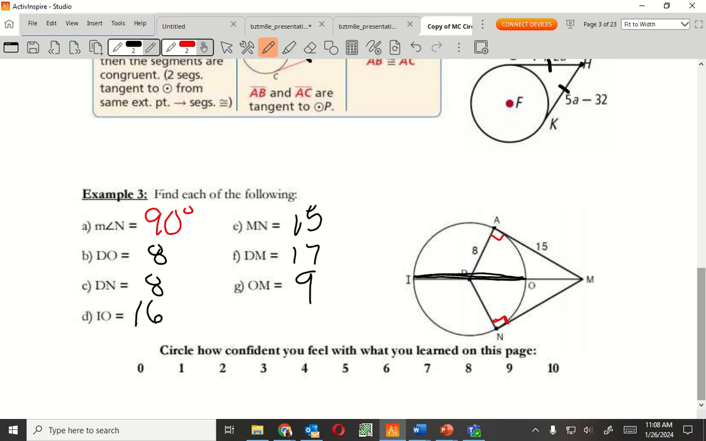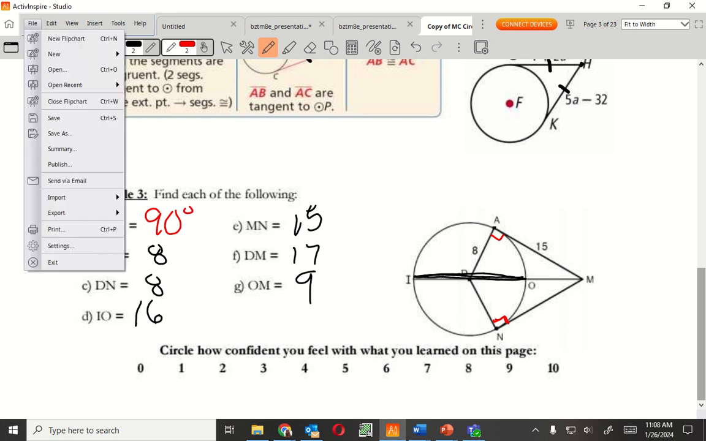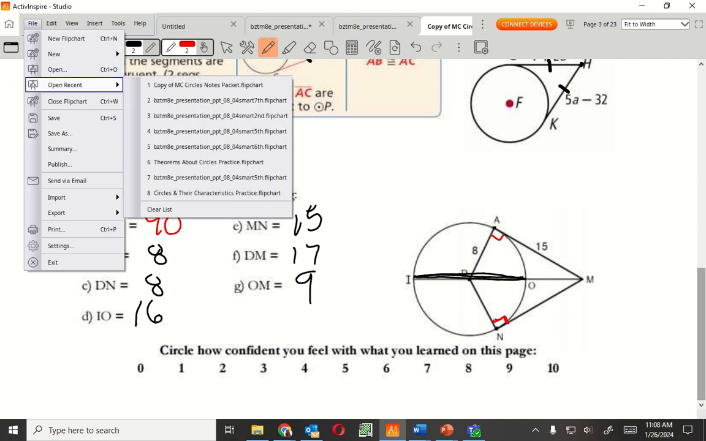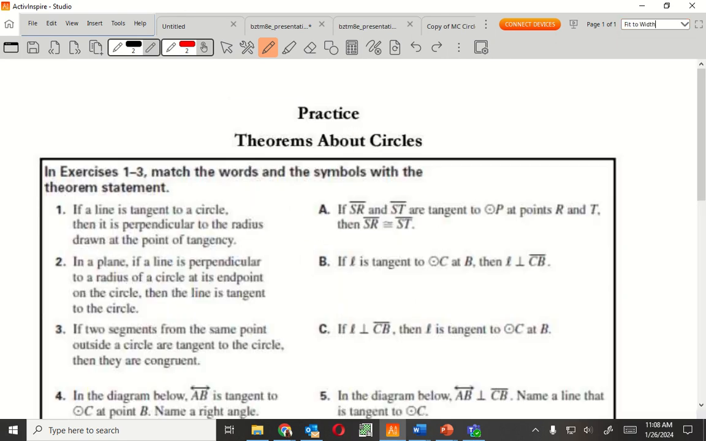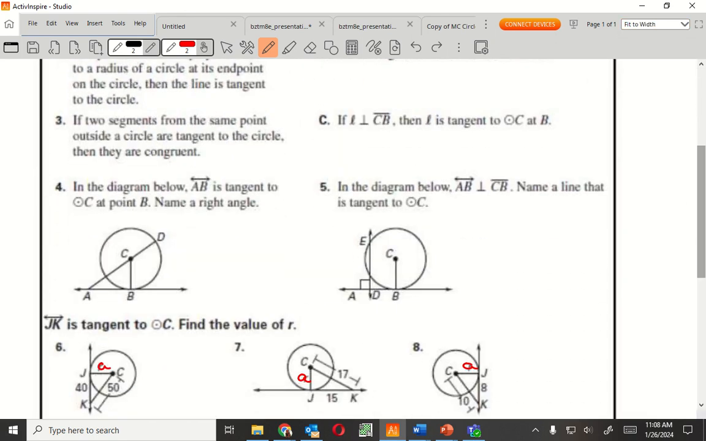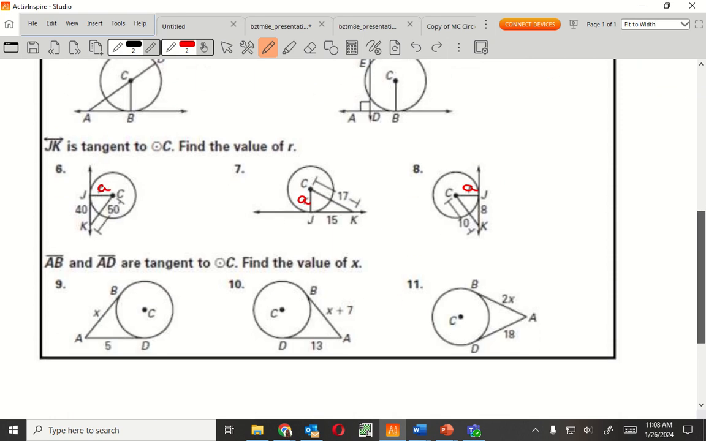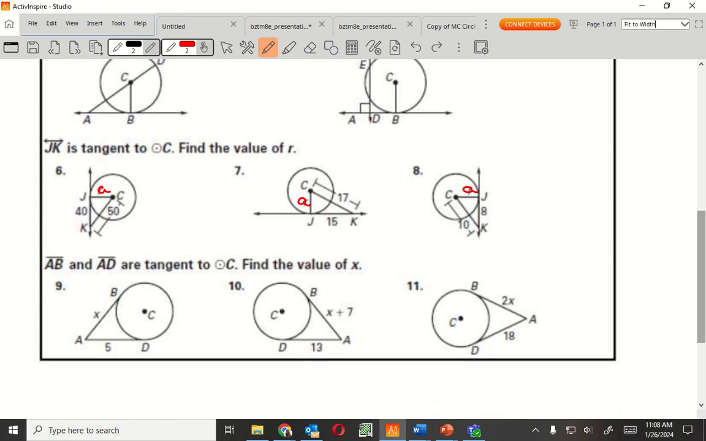Circle how comfortable you feel with this. Do you feel pretty good about this? Okay, do you have an extra piece of paper for the notes? They're right there, the bottom of the pile is the notes. Yesterday, I had you do which questions? 6, 7, and 8. Very good.